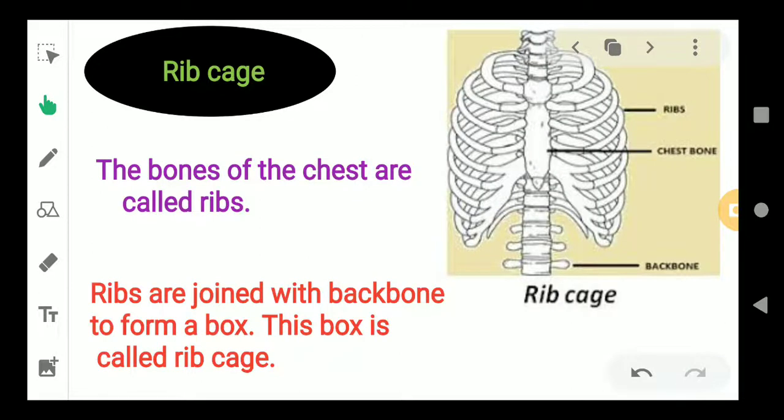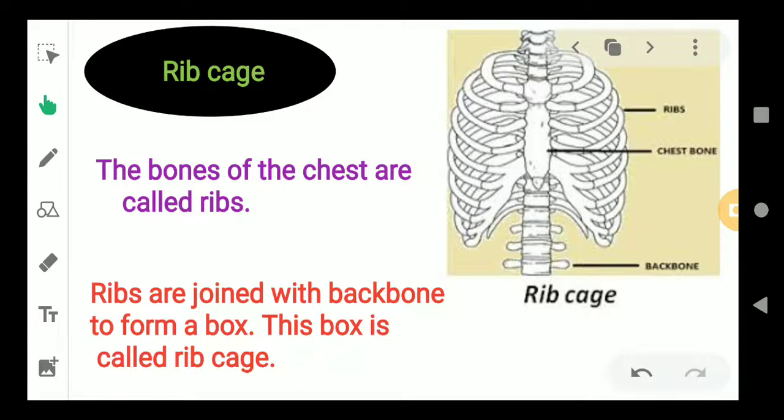Next, the rib cage. What is the rib cage? Where are your ribs? The bones of the chest are called ribs. Have you seen your ribs? Please feel your ribs now. The bones of the chest are called ribs.